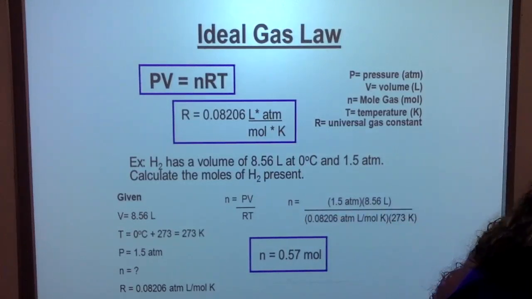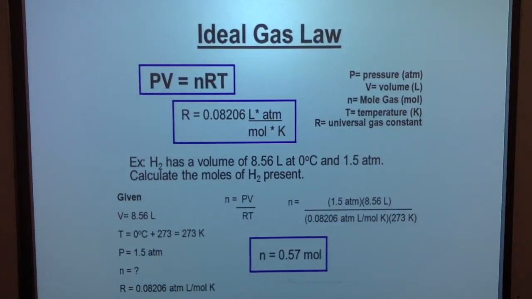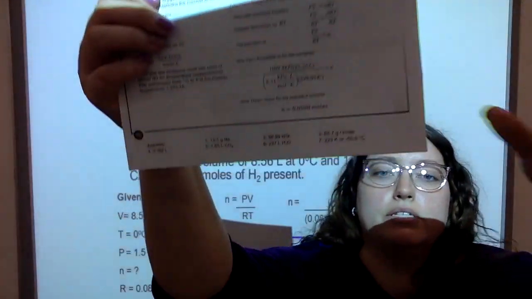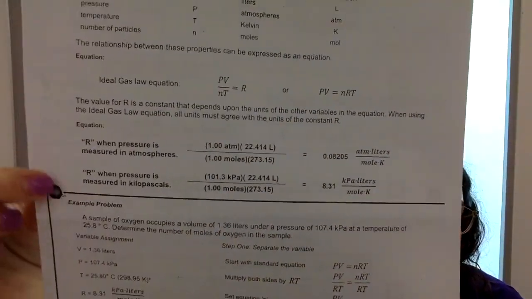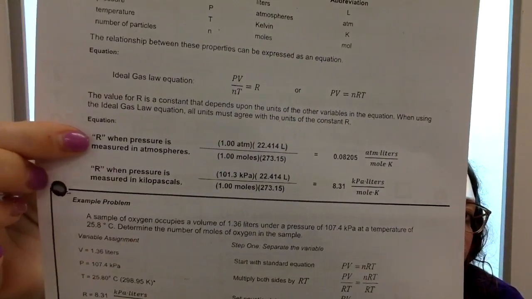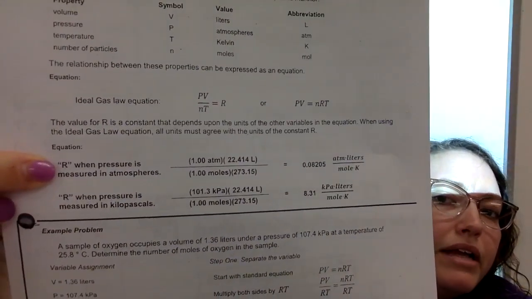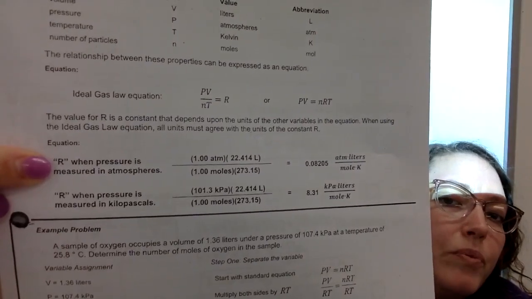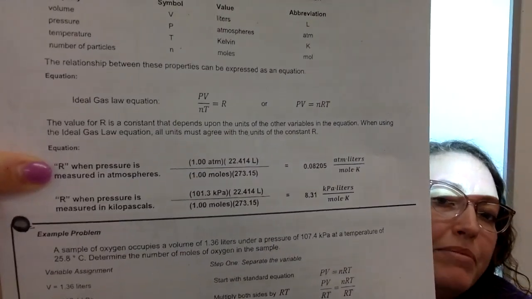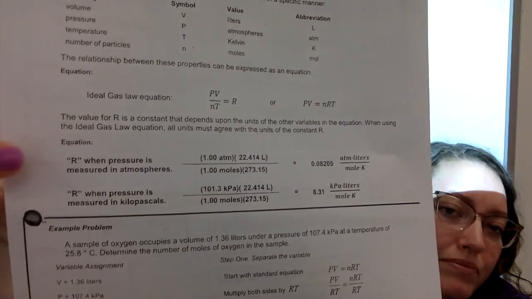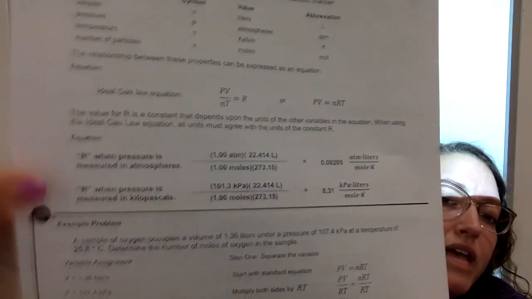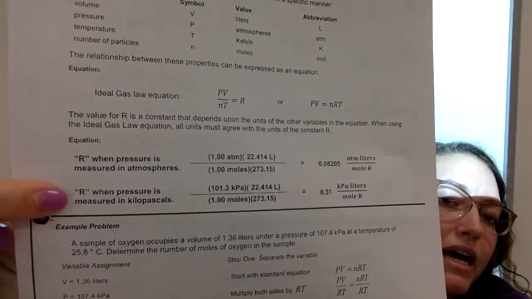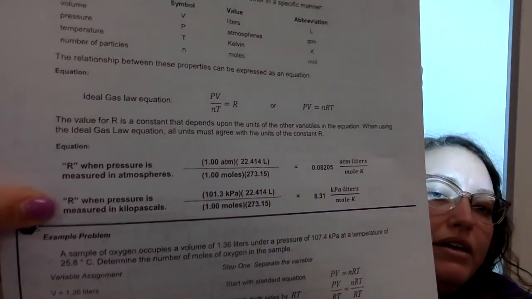On your assignment, on the first page, I don't know if you can actually see this or not, you'll notice that it gives you two different values for R. Okay, so you're going to use this value for R, 0.0825, whenever your pressure is measured in atmospheres. The reason for that is that this is what R is calculated to be at standard temperature and pressure using atmospheres. If your pressure is measured in kilopascal, you're going to use 8.31 for your value for R.